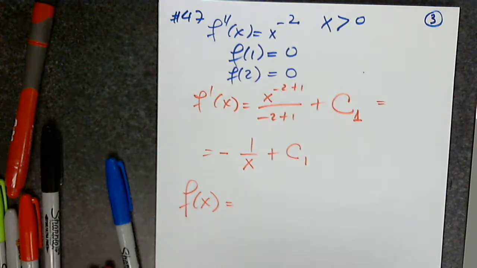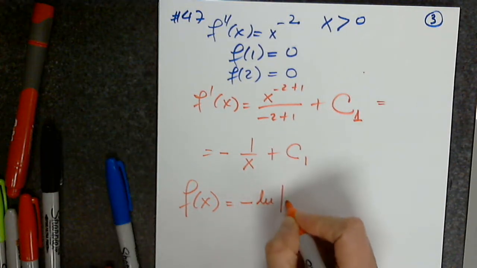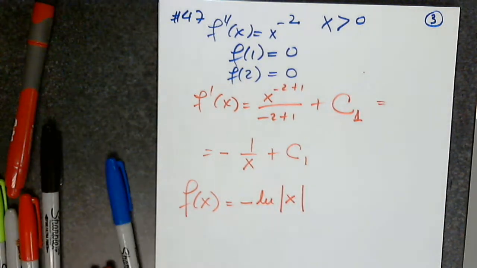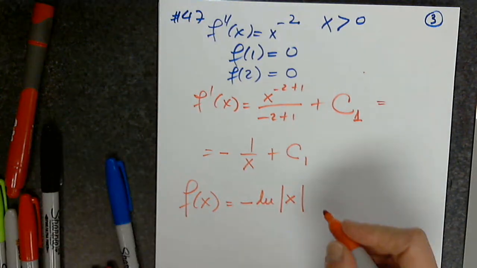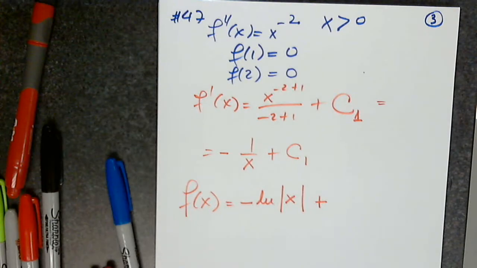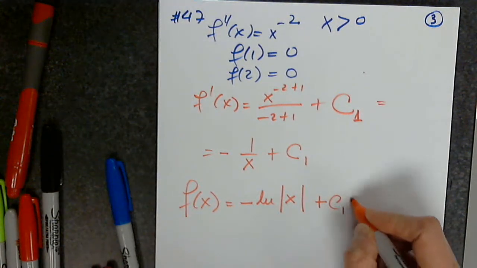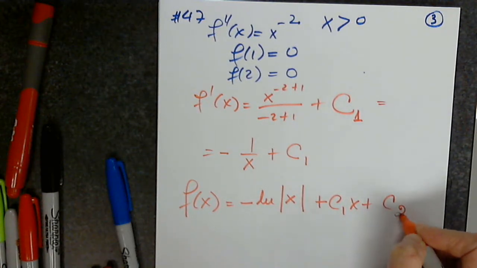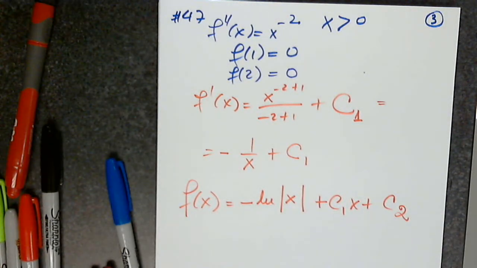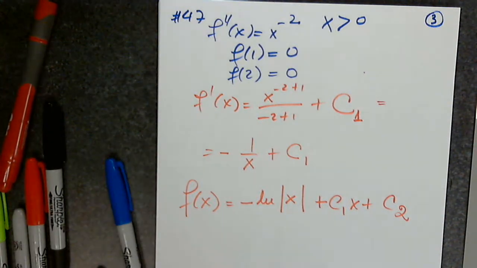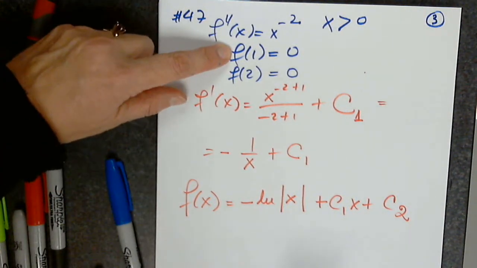Very good. So it's negative natural log of the absolute value of x, plus, which function prime is c1? c1x. Plus c2. Ready? Now we will be using the first condition.